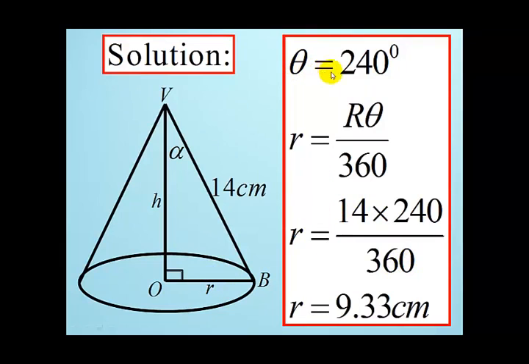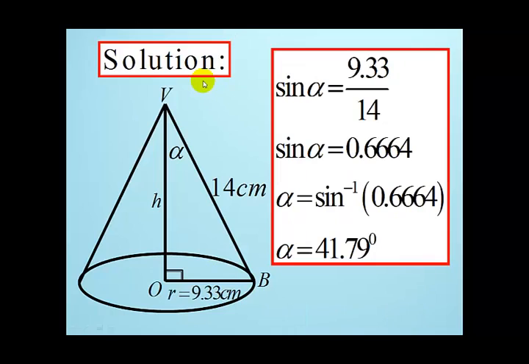Angle theta is equal to 240 degrees. That's the angle of the sector which we used in forming the cone. So the theta we are going to use is 240 degrees. Now from the relation, the base radius r is equal to R theta divided by 360. R, being the radius of the circle, is the same as the slant height of the cone, and that is 14. Theta is the angle 240 degrees. And so r will be equal to 14 times 240 divided by 360. And r is equal to 9.33 centimeters. That means that the base radius of the cone equals 9.33 centimeters.